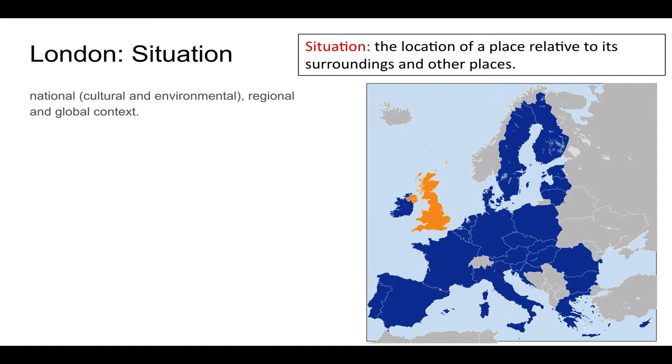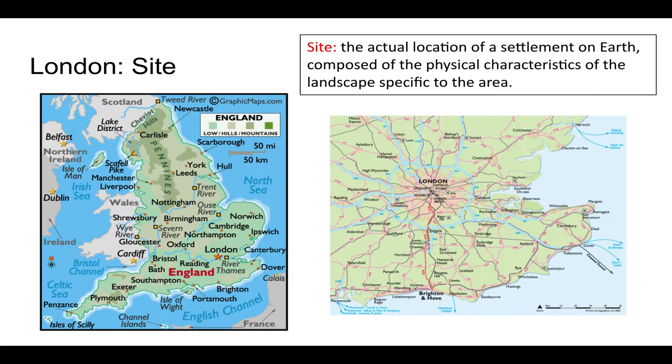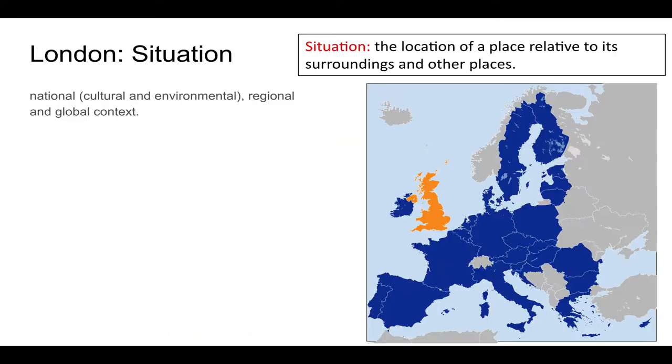Now, when we talk about the significance of a location, not just describing where it is as we did here, but talking about why it matters, we're talking about the situation. We're saying this is the location of a place relative to its other surroundings and other places. And then we can discuss why its site and situation is ideal. So if we're talking about London again, it's located within the UK, which is of course in the northwest of Europe. And it's got quite a close proximity to France, Belgium, and the Netherlands.